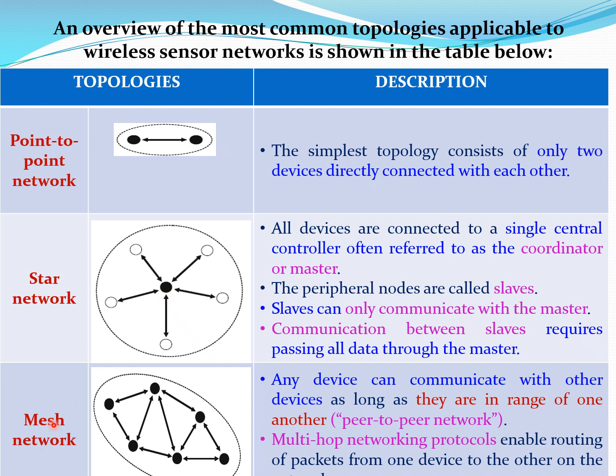Next comes mesh networks. In the case of mesh network, any device can communicate with other devices as long as they are in the range of one another. The other name for it is peer-to-peer network. Multi-hopping networking protocols enable routing of packets from one device to the other. So say this device can communicate to this node. Say from here the communication can take place to this node. So it is a multi-hop network.